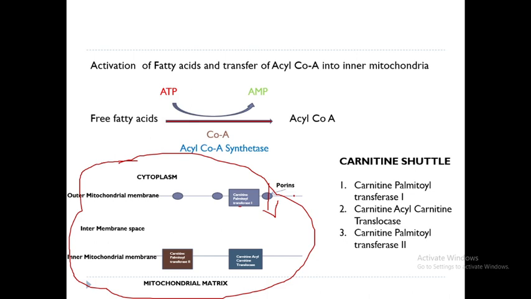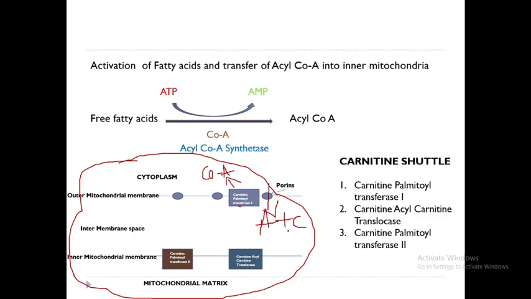So what are the three enzymes that are involved in the transfer of acyl-CoA? One is carnitine palmitoyl transferase 1. The second enzyme is carnitine acyl carnitine translocase, and the third enzyme is carnitine palmitoyl transferase 2. Now the acyl-CoA has entered into the intermembrane space. The enzyme carnitine palmitoyl transferase 1 detaches CoA from acyl and attaches a carnitine molecule to it to form acyl carnitine. The CoA that is detached from acyl is sent to the cytoplasm.